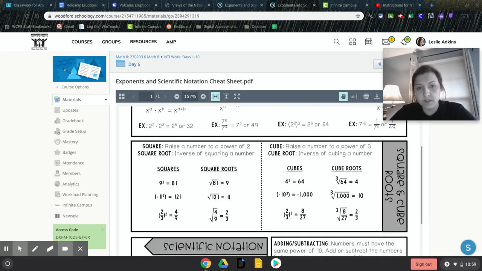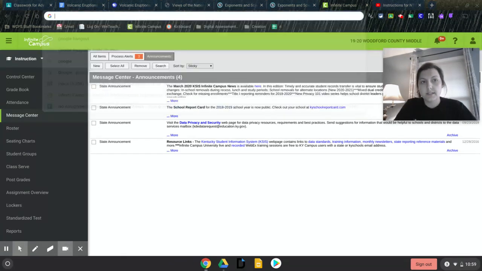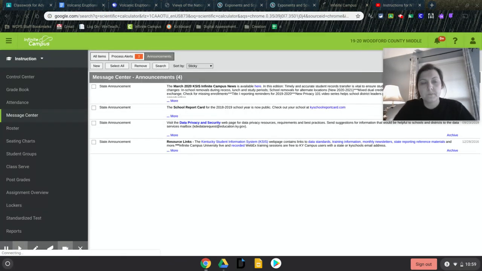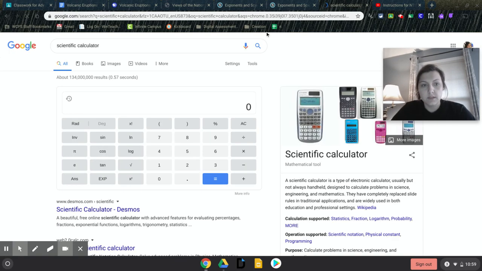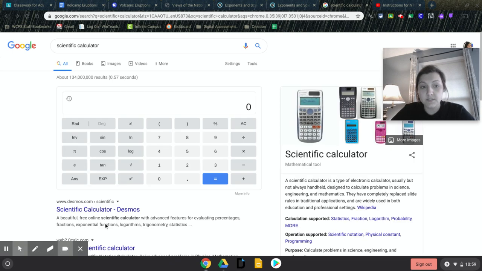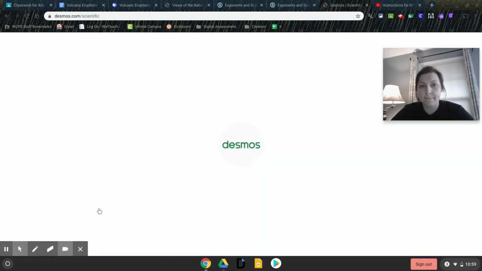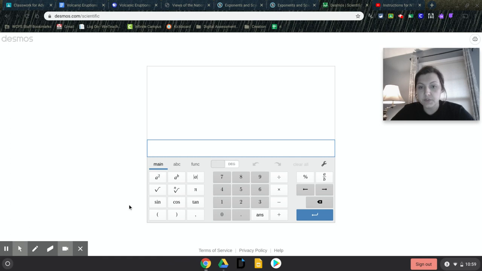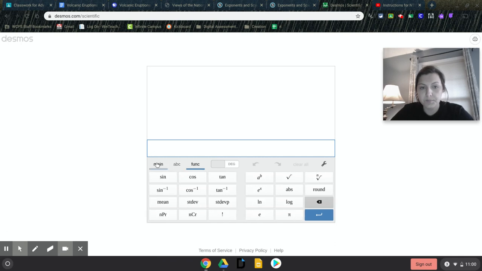The next thing we've got here is our squares and square roots. You can use Google. If you go to Google and you type in scientific calculator, it gives you a handy little calculator here that you can use to do your square roots. Another place you can find a scientific calculator is Desmos. So right here with Desmos, you have another scientific calculator that you can use to help you guys out with your exponents and your squares and your square roots and all that good stuff, okay?